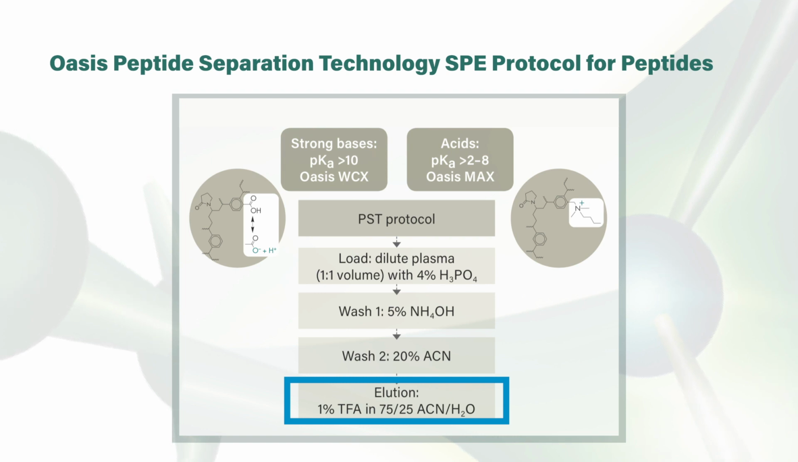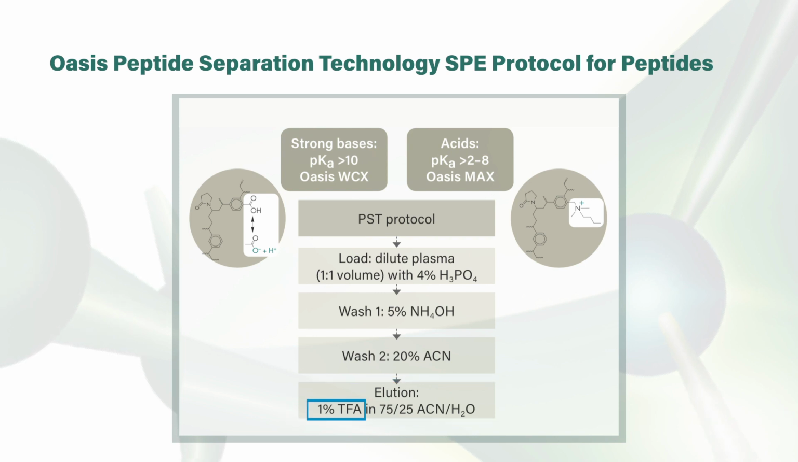You may have also noticed the high concentration of TFA in the elution step. That is 1% TFA, not 0.1% TFA. This high concentration promotes solubility of peptides for better recovery and reproducibility. Don't worry about injecting that high concentration into the LCMS system. Remember, you dilute the eluate 1:1 with water and directly inject only a few microliters into the LCMS.